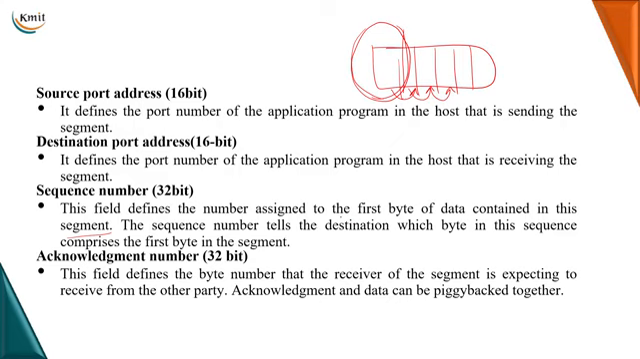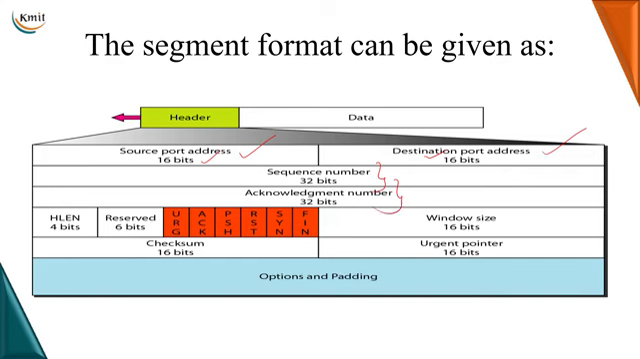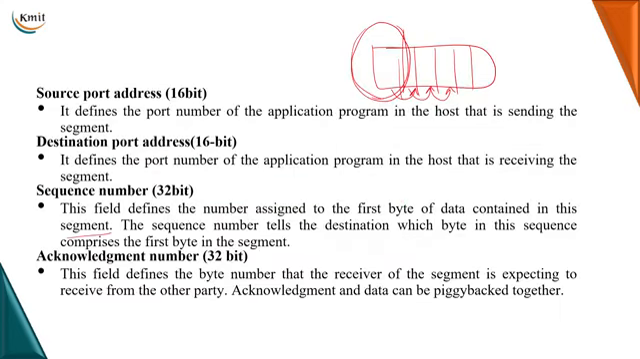Acknowledgement number. As I told you when we were learning about data link layer protocols, the acknowledgement number defines the byte number that the receiver is expecting to receive. This field defines the byte number that the receiver of the segment is expecting to receive from the other party.